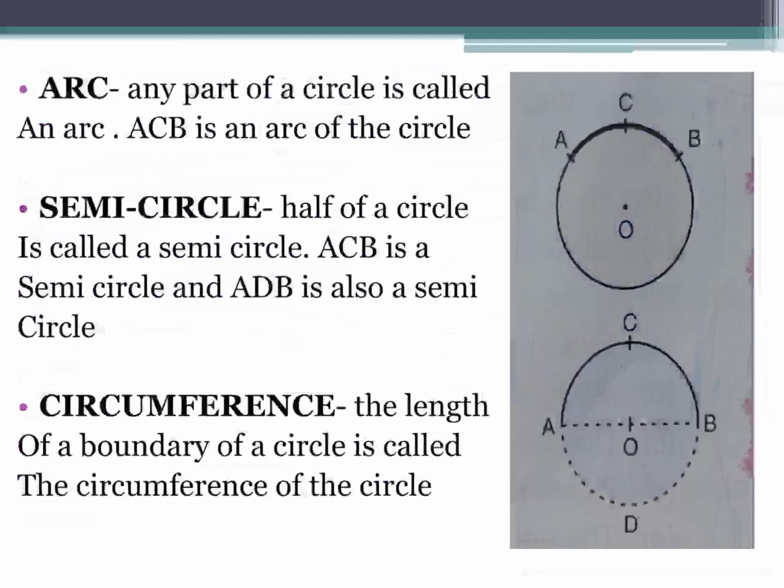Now, in the last, I am explaining what you mean by circumference. The length of the boundary of a circle. The length of the whole boundary of a circle is called the circumference of the circle. Yes, students, in this video you have learned all the concepts of circle.